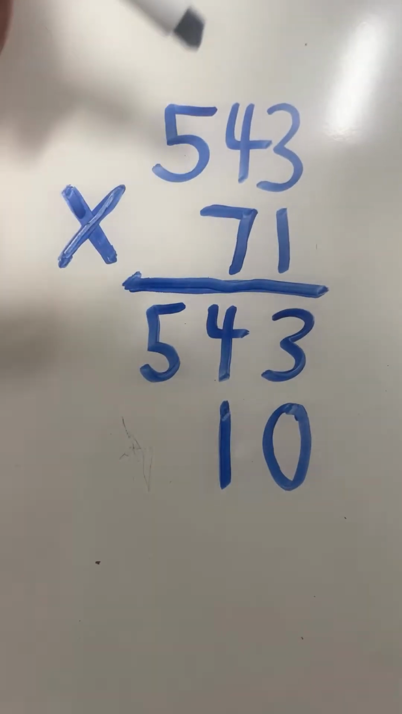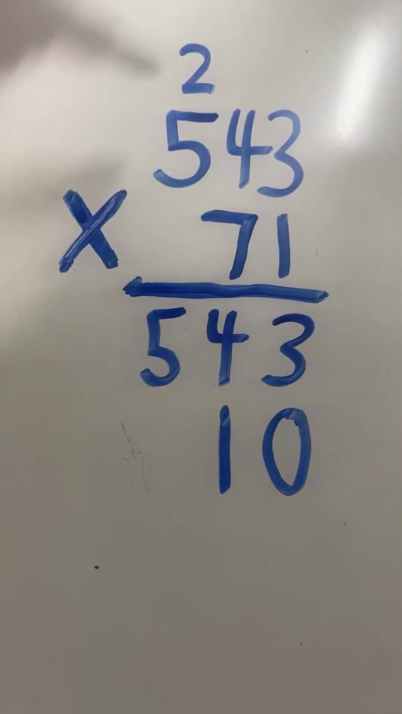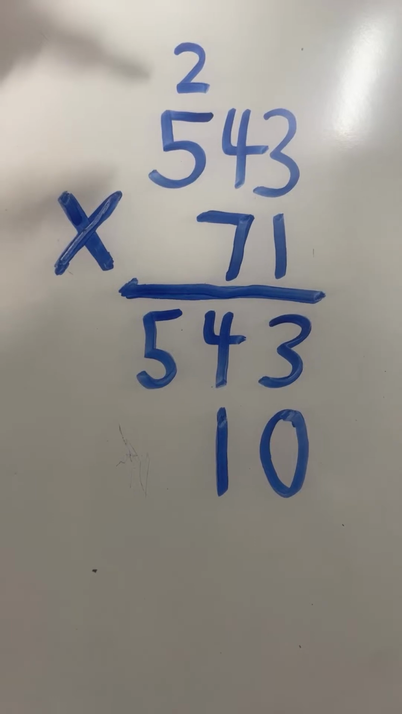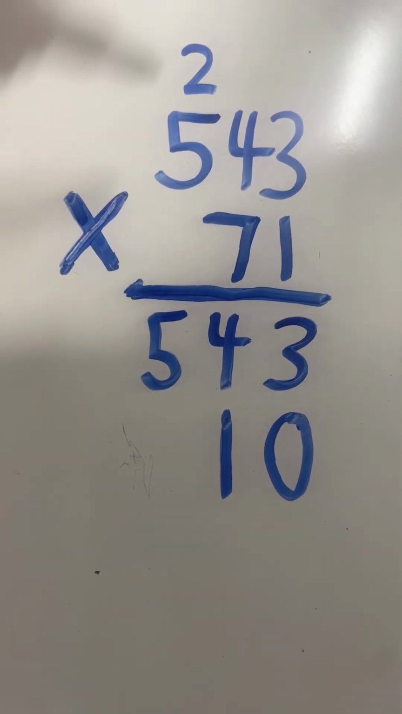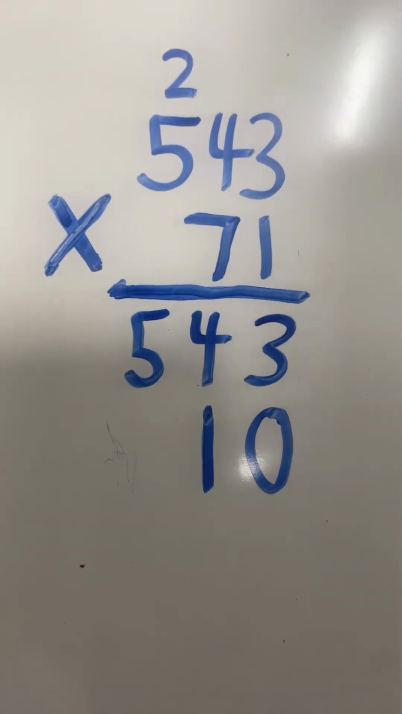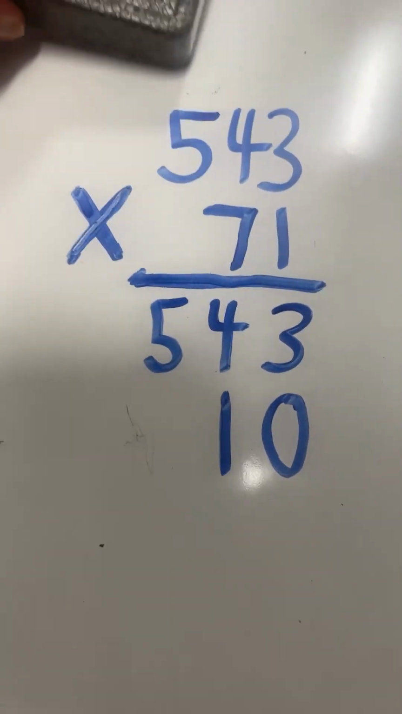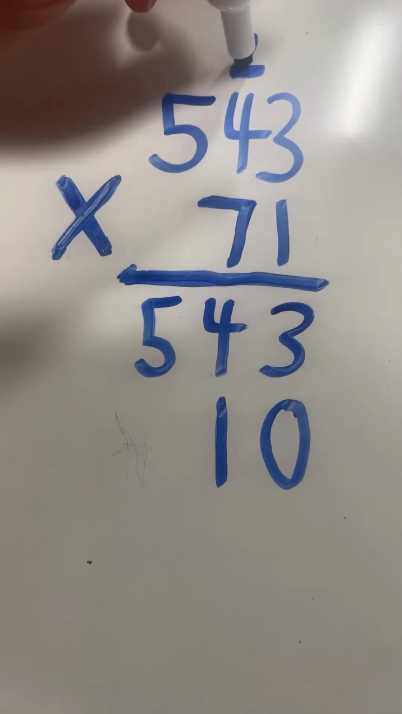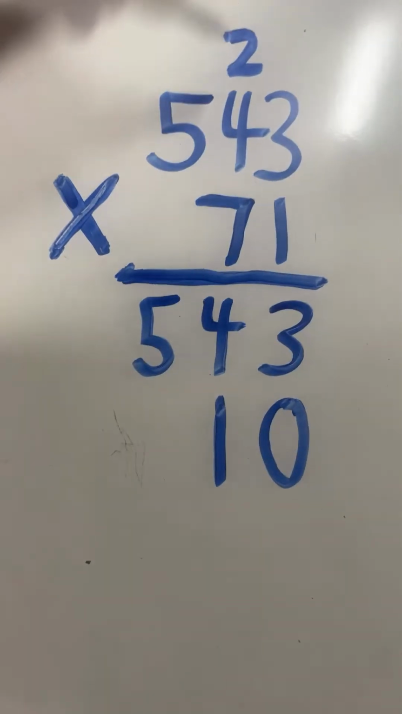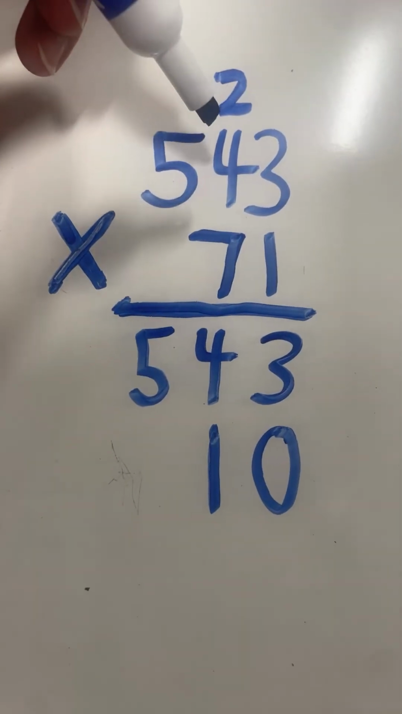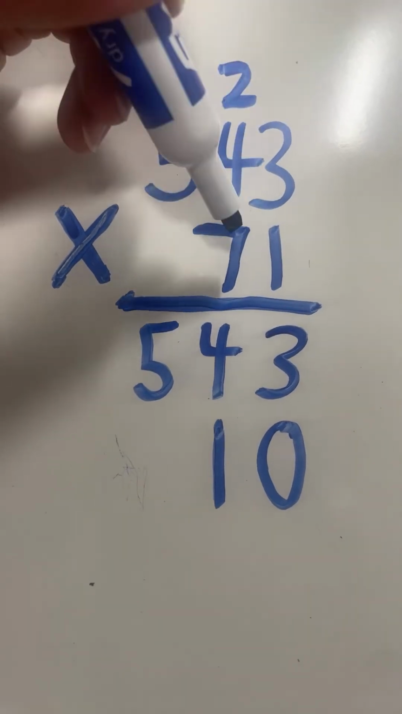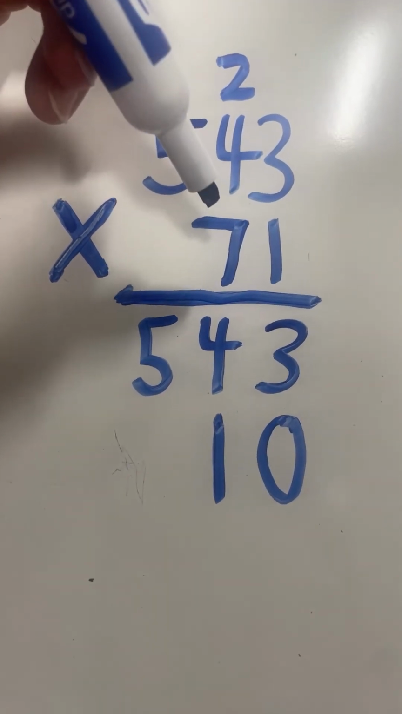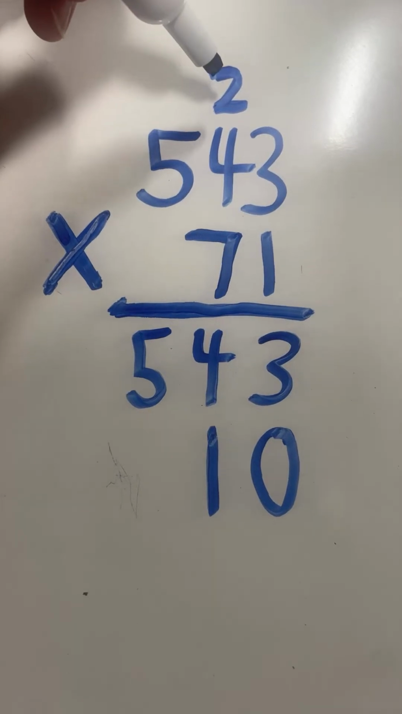So the 1 in 21 goes in the tens place, the 2 in 21 gets carried over to the hundreds place. But we put the 2 above the 4. Remember, we put a 0 in the ones place. So next, we're going to multiply. So we just multiplied 3 times 7, and we carried the 2 over.